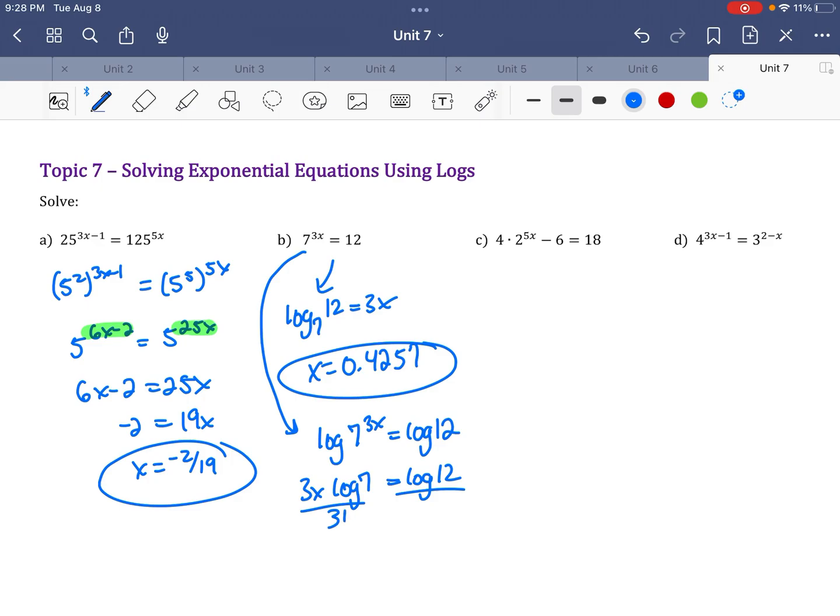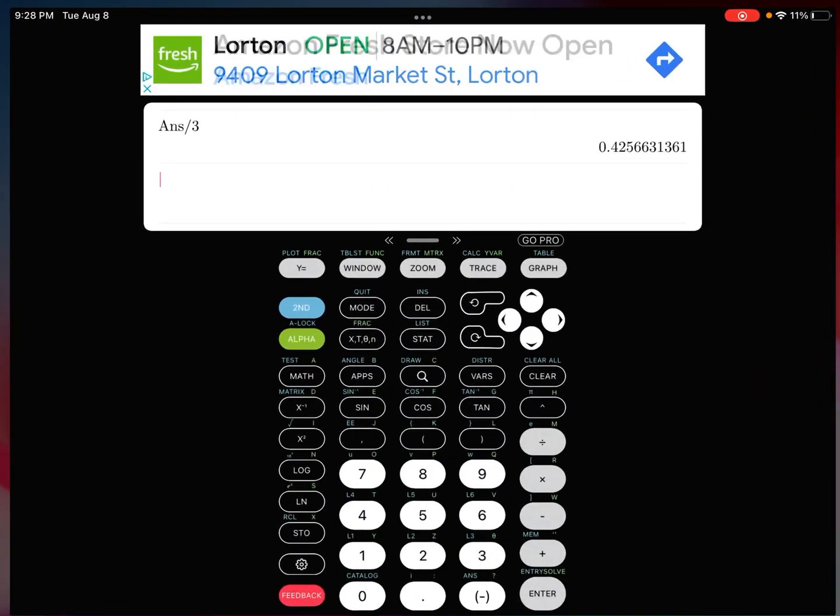So if I want to solve for x, I want to get rid of the 3 and the log 7. So now I have x equals log 12 over 3 log 7, because these are all canceling, right?